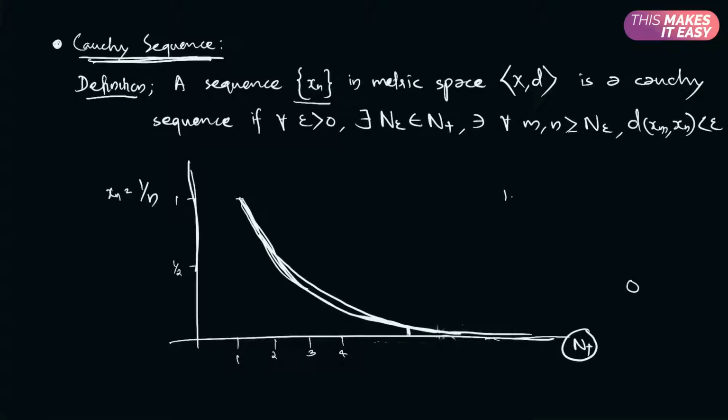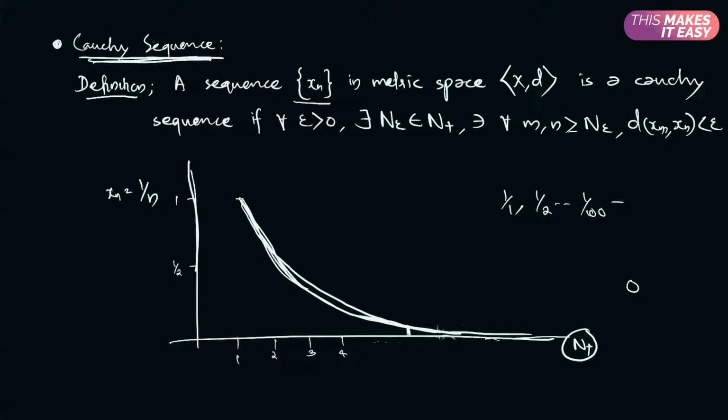The first element will be 1 by 1, the second 1 by 2, then 1 by 100, 1 by million, 1 by trillion. It goes like that. As n tends to infinity, it goes to 0, but it will not touch 0. So this is our sequence.